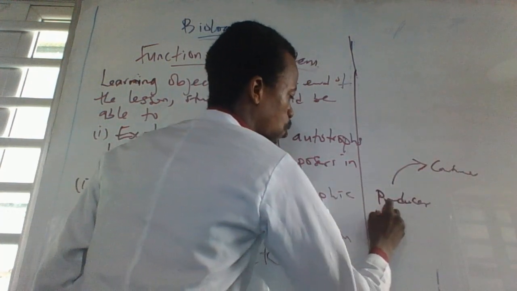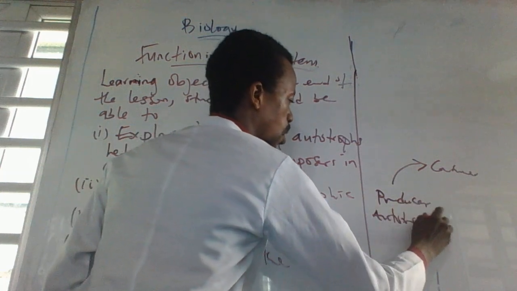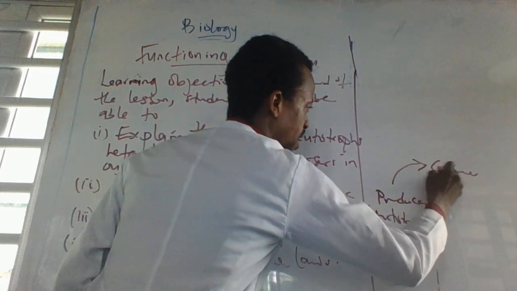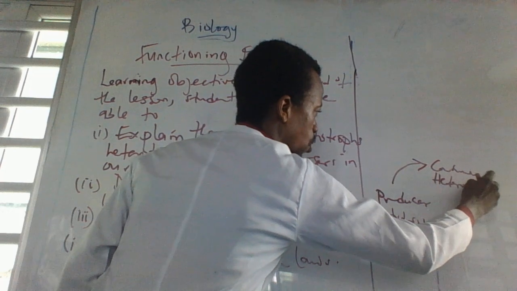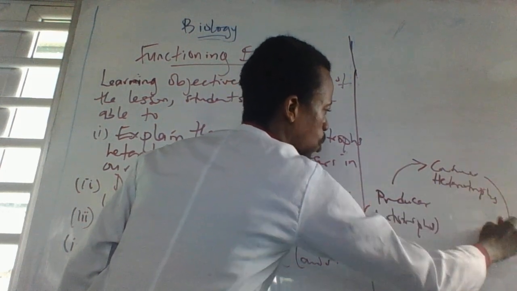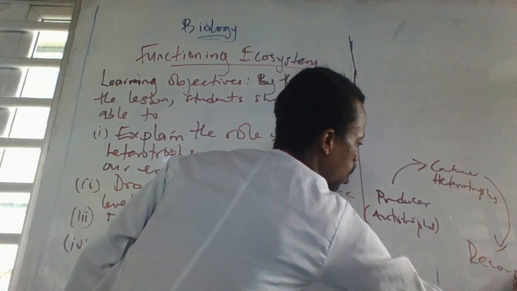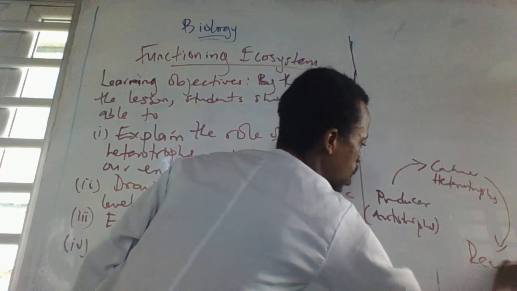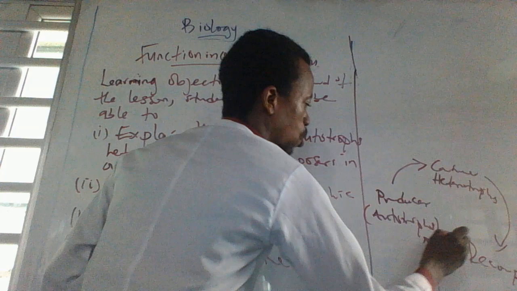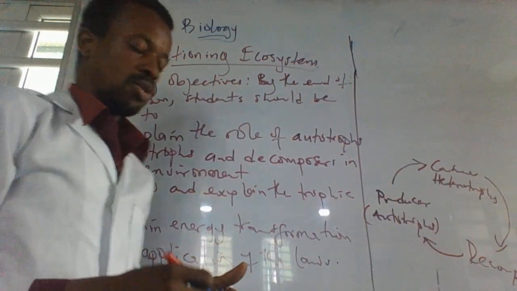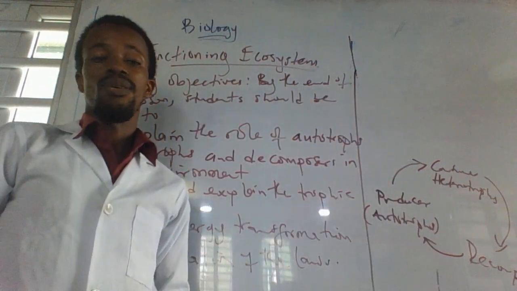These are the autotrophs. Then to the consumers, the heterotrophs. Then back to the decomposers. Decomposers, then back to the producers. So that's how the chart goes.